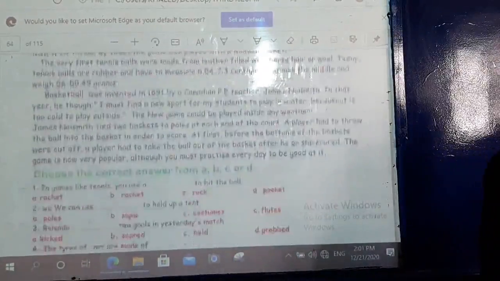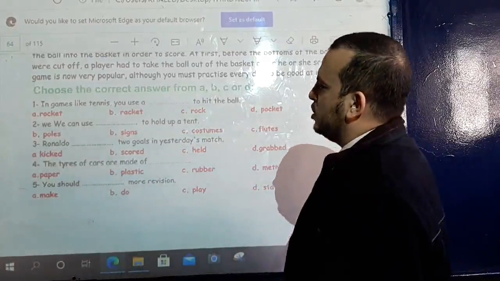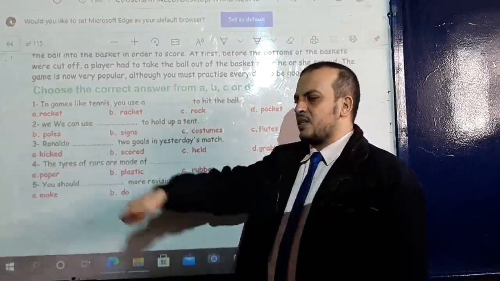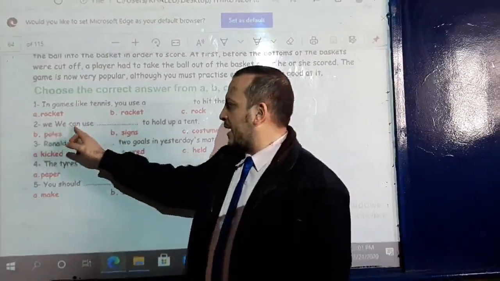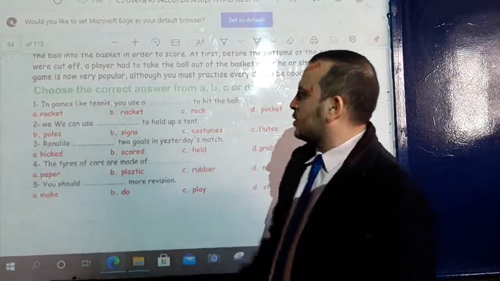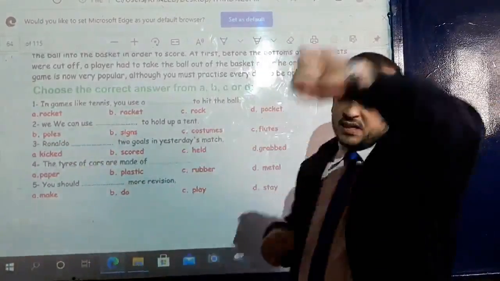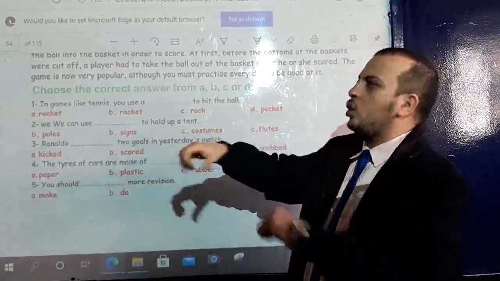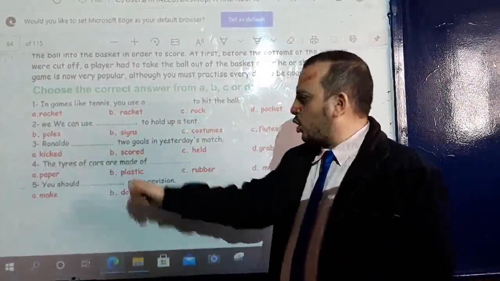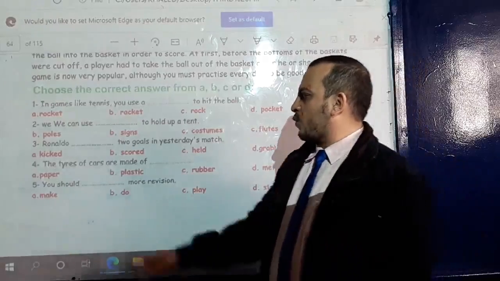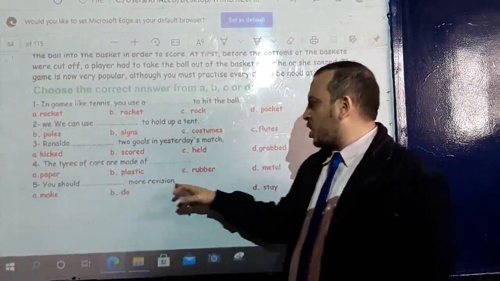Let's go to the choose exercise. Number 1: in games like tennis, you use a racket to hit the ball. Use what? Racket. Number 2: we can use sticks to hold up a tent. Tools, some kind of sticks to tie it or to hold up the tent. Ronaldo scored 2 goals. Yes, students. Number 4: the tires of cars are made of what? Made of rubber.